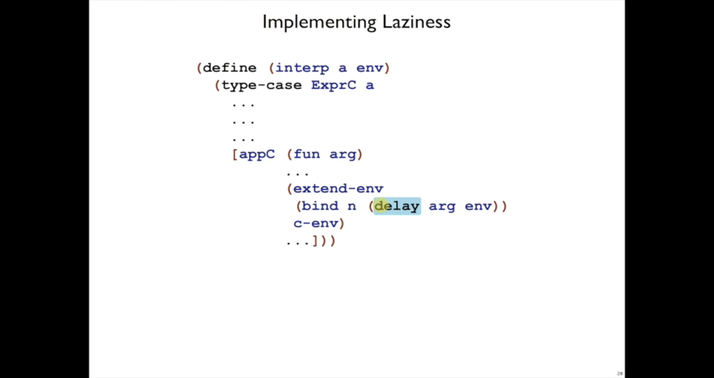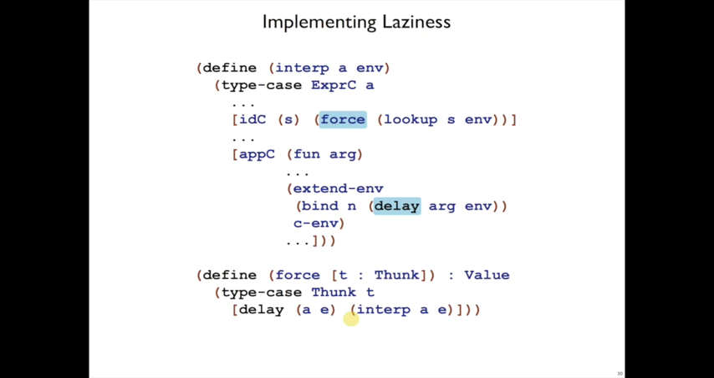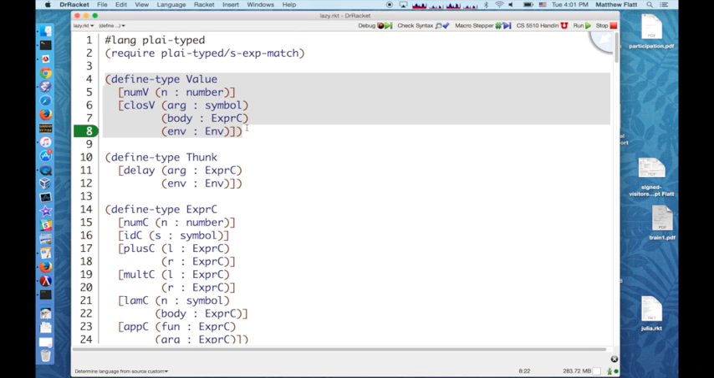When we create a delay inside the application form, then that means that when we use a name like n, when we look up something from the environment, that is when we'll force the evaluation of arg and environment. So we change the ID case. That's the one that uses lookup to pull something out of the environment. Lookup will now give us a thunk instead of a value, and so we will use a new force helper function to force the evaluation of the thunk. Force simply takes the thunk, pulls out the argument expression and the environment, and calls interp on it to finally get that value.